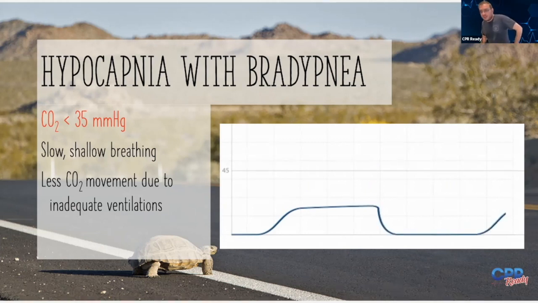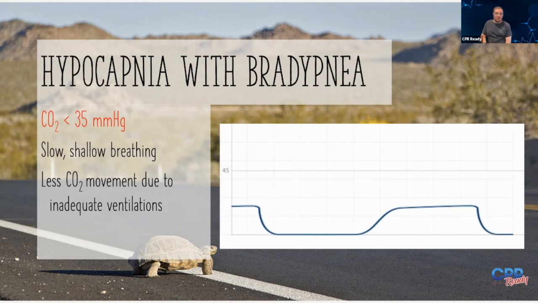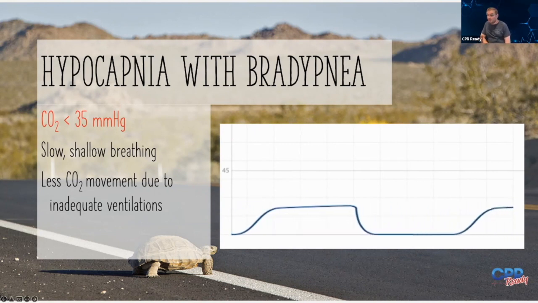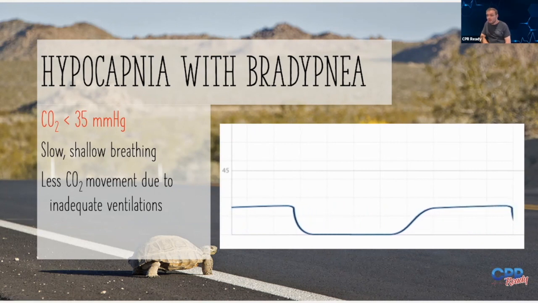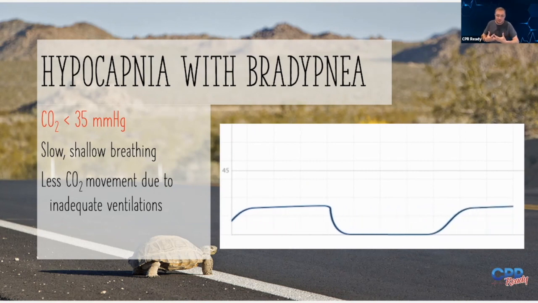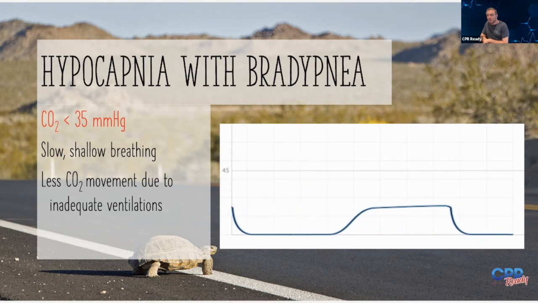All right, this one's a little bit tricky. This one we call hypocapnia with bradypnea. The CO2 is low, and we're seeing very slow, shallow breathing. So normally, we would think hypoventilation would produce a high CO2 level, right? Because if you're not moving enough air, then you're going to be retaining that CO2, and the CO2 is going to build up. And so really, we should be seeing these taller waveforms.